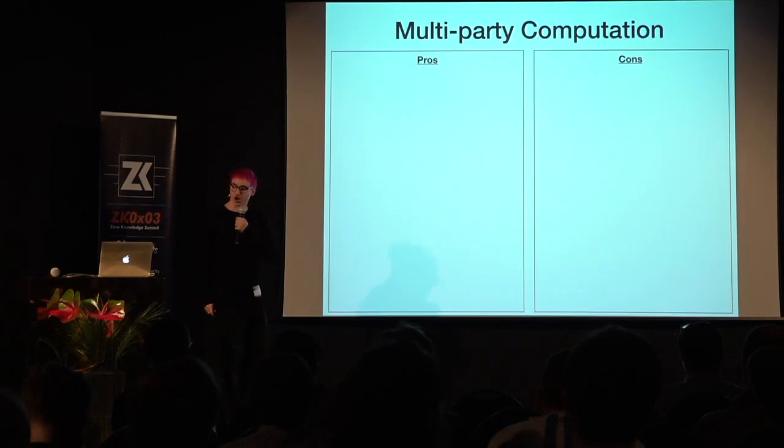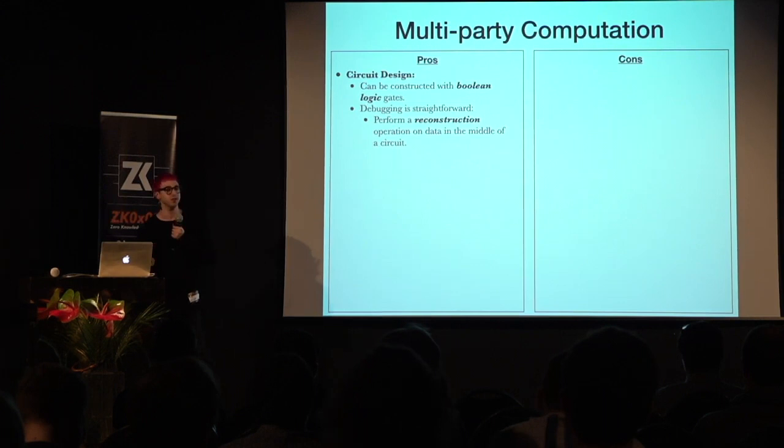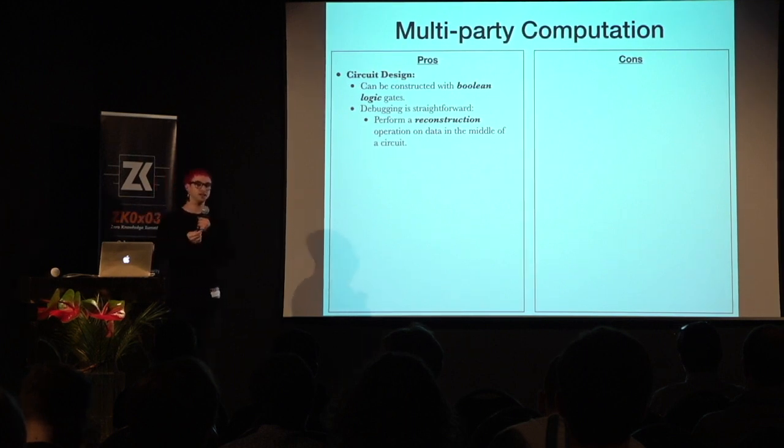So, briefly going over some pros and cons of multi-party computation. Circuit designs with MPC are relatively straightforward. They can be constructed with Boolean logic gates. Debugging is also straightforward. You can just perform a reconstruction at any moment in time whenever you're in the middle of your circuit. Say you're designing your circuit and you don't know why you have some value. Well, you can just reconstruct what you have at that moment in time and see what it is. I'm not saying it's easy, but it is straightforward.